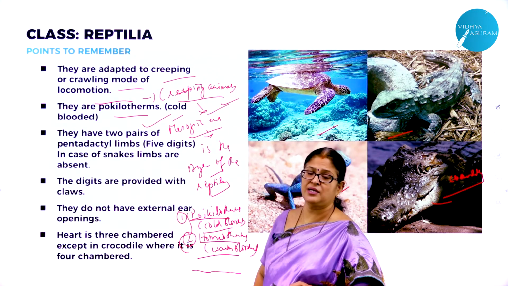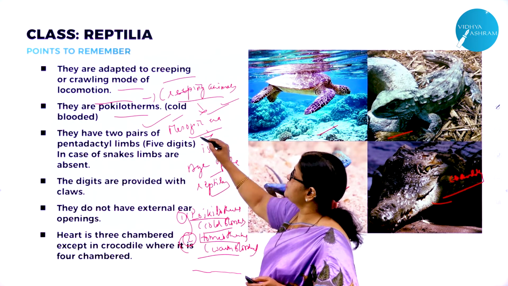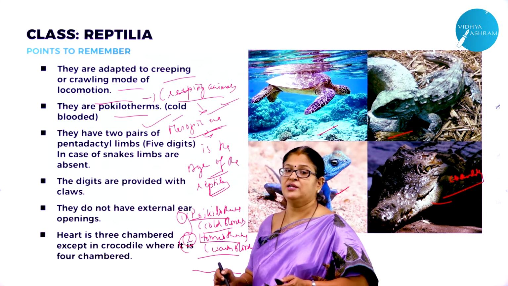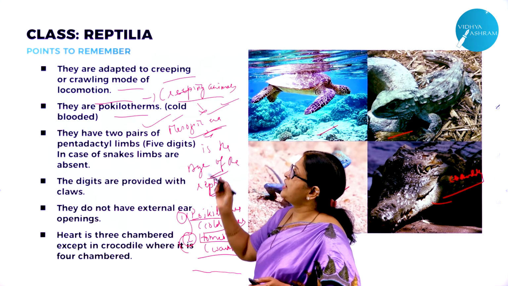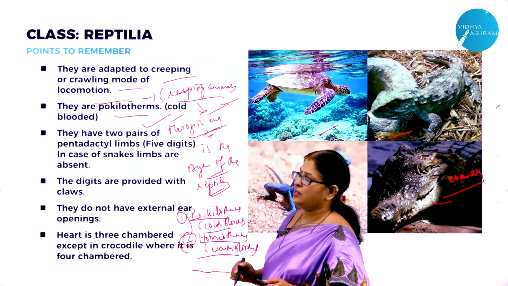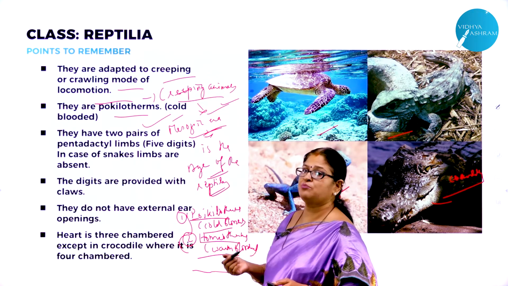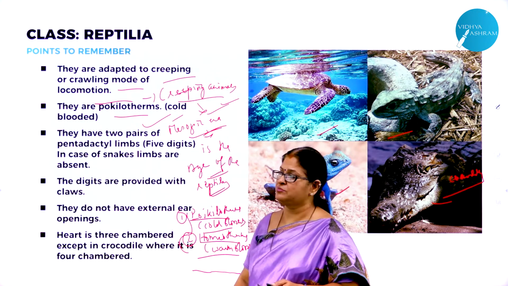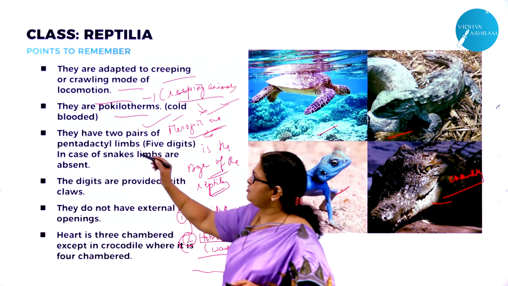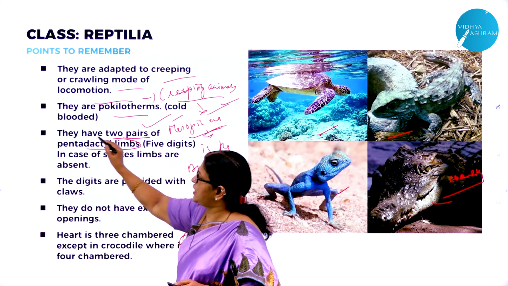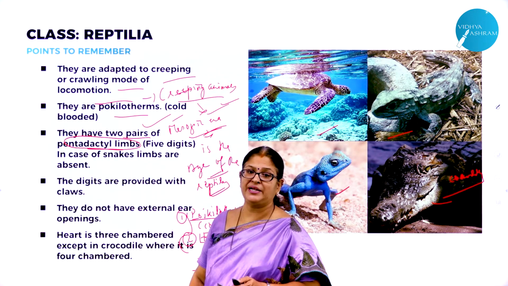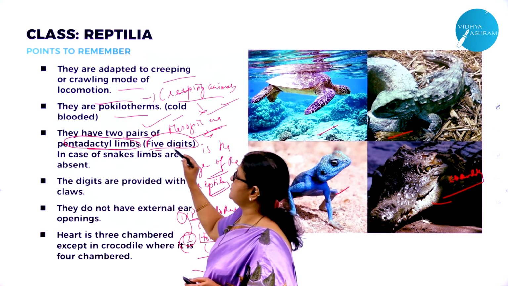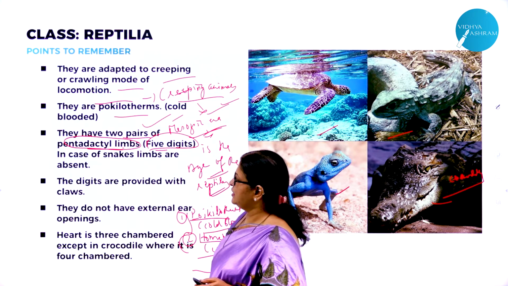As I said, these are the creeping animals, and the Mesozoic era is called the age of the reptiles, and they are the first successful land vertebrates, and they are adapted to what? Creeping mode of life. Crawling is a mode of locomotion to move from one place to another place, and they are poikilotherms or cold-blooded animals, and they have two pairs of pentadactyl limbs. What do you mean by penta? 5. Dactyl means what? Digits. So the limbs end with 5 digits, hence the name pentadactyl limbs.